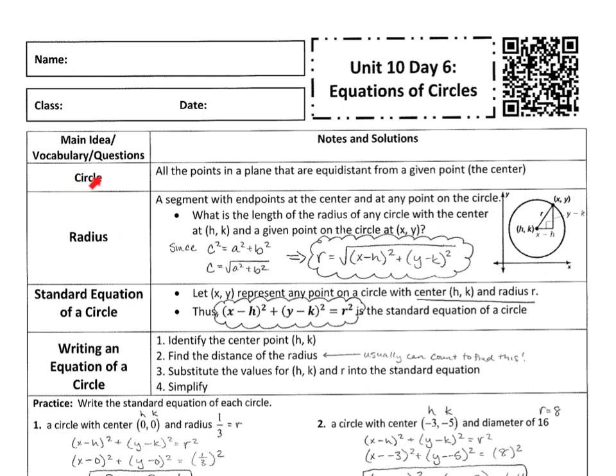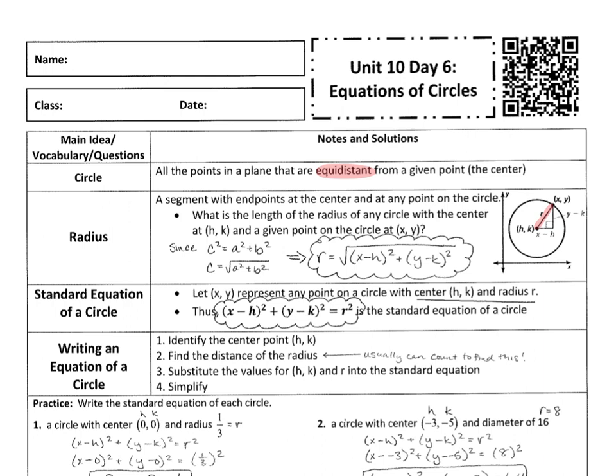So remember, the definition of a circle is all the points in a plane that are equidistant from a given point. We kind of glossed over this definition before, but this idea of being equidistant from a given point means all the points are a distance of the radius away, which means the radius is really important for the equation of a circle. The radius, which you'll remember is a segment with endpoints at the center and at any point on the circle, let's go ahead and highlight the radius here, can be found when you're given the center and any point on the circle.